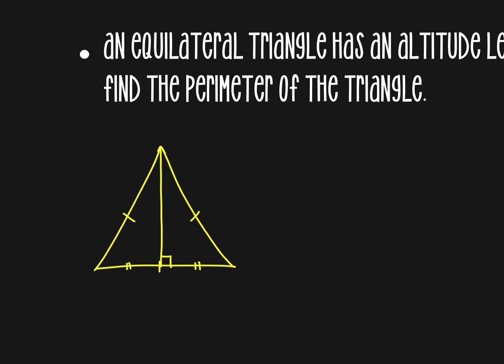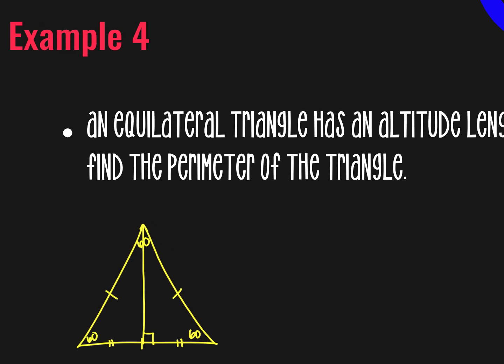If it's equilateral, it's also equiangular, so all of these are 60 degrees. That kind of gives you a hint of what kind of triangle this is. Is it a 45, 45, 90 or a 30, 60, 90? Good. Whenever you have something that's equilateral, it's going to be 30, 60, 90.